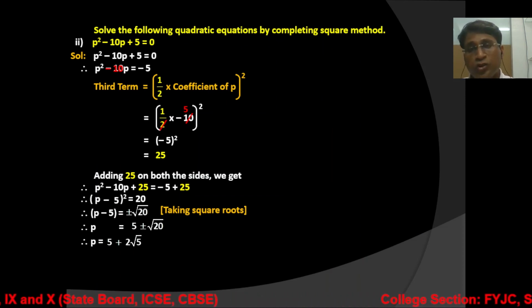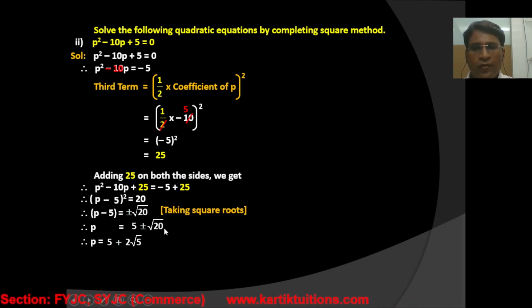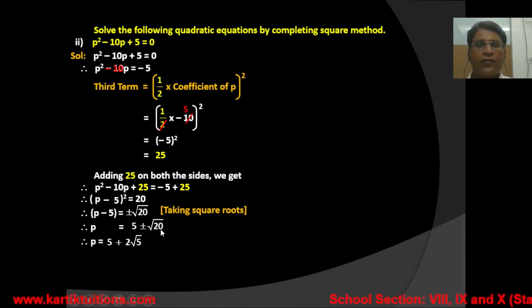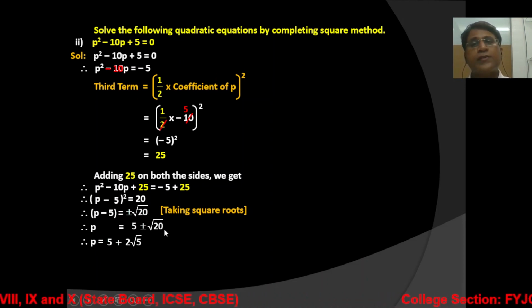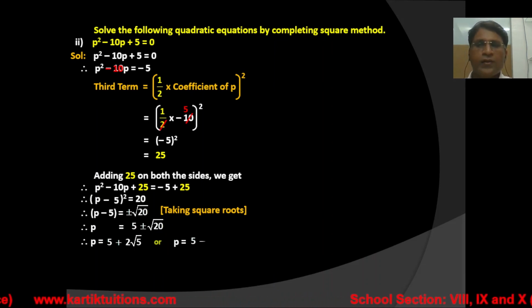Now you must be wondering, sir, how did this happen? See, square root of 20. That means first you should check, is there any perfect square as a factor in 20? Yes, it is 4 5s are 20, and square root of 4 is 2. So root 20 can be written as 2 root 5. So our next factor will become minus 2 root 5.